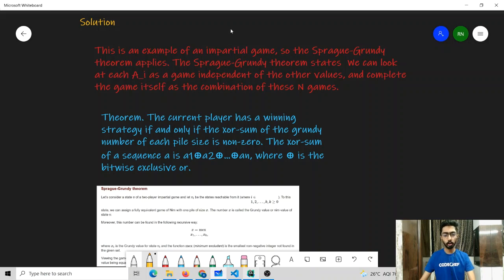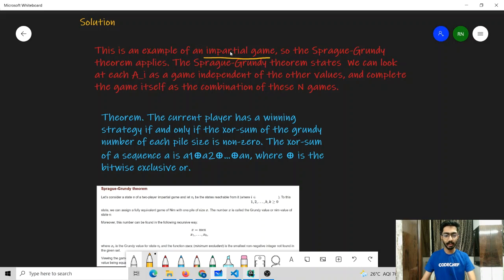But before moving to the solution, I would like to brush up what these two theorems are. So first, if we have an impartial game, and our game is an impartial game because no matter who is playing, A or B, both of them can make only the same moves, which is to divide the numbers by 2, 3, 4, 5 or 6.